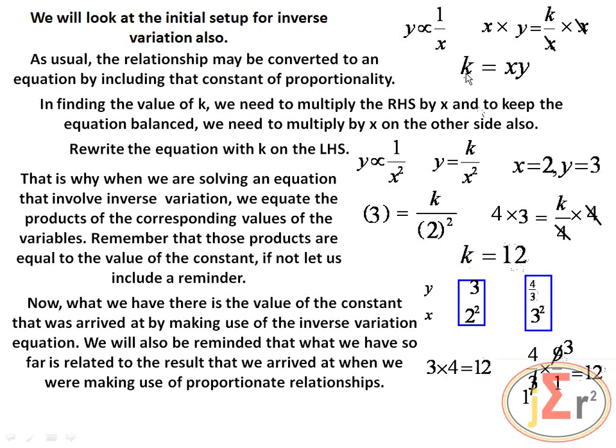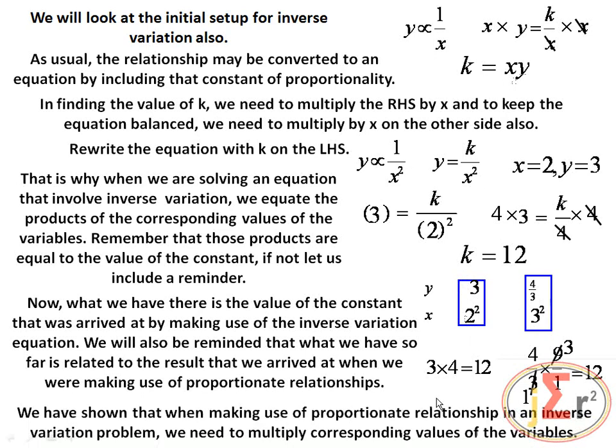And if we take a look at the algebraic relationship, we see that k is actually equal to the product of the variables. Therefore, if we want to equate the constants, which is what we are doing in this particular case in solving the problem by using proportionate relationship, then we need to multiply these two and we need to multiply these two, as demonstrated here. We have shown that when making use of proportionate relationship in an inverse variation problem, we need to multiply corresponding values of the variable.